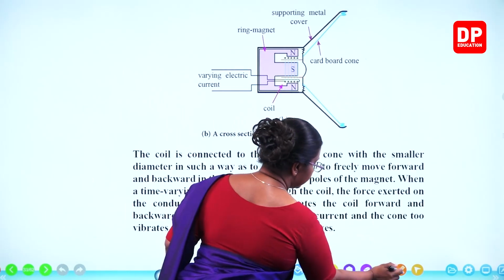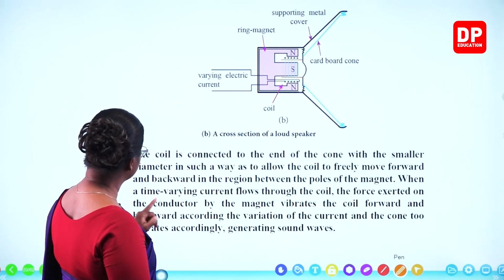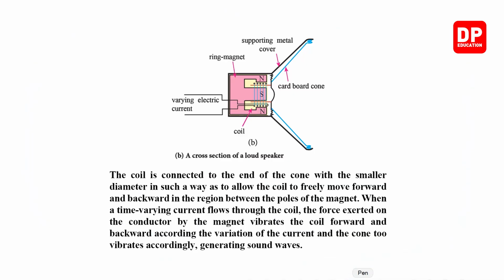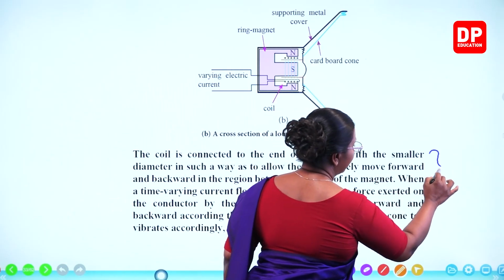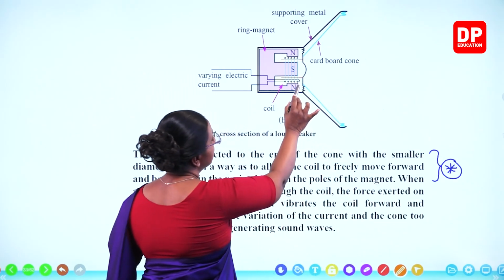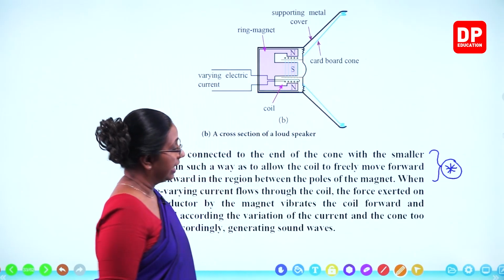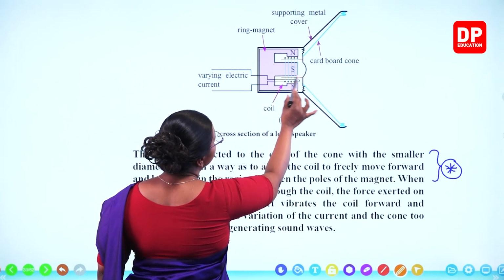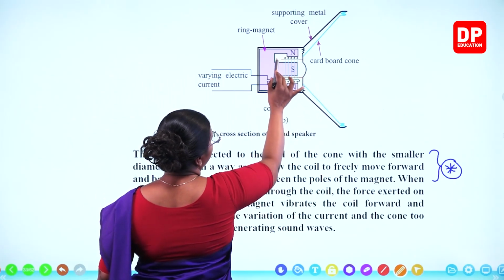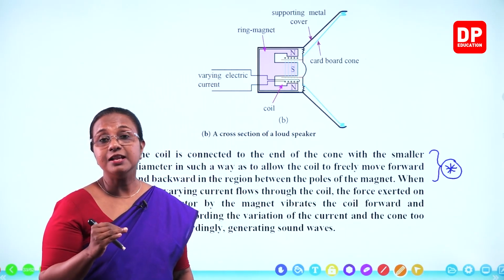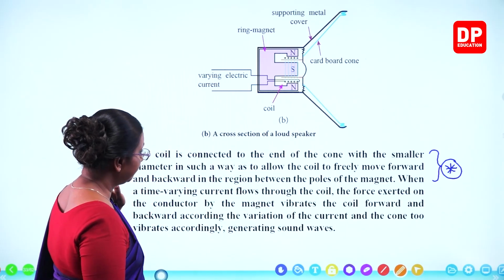So here you can see a cross section of a loudspeaker. The coil is connected to the end of the cone with the smaller diameter in such a way as to allow the coil to freely move forward and backward in the region between the poles of the magnet. So that is what I explained to you all. Now this smaller diameter is this side. That is connected to the frame so that it can freely move within this range. This part is the coil. Between that range, it can freely move. So that is how it functions.